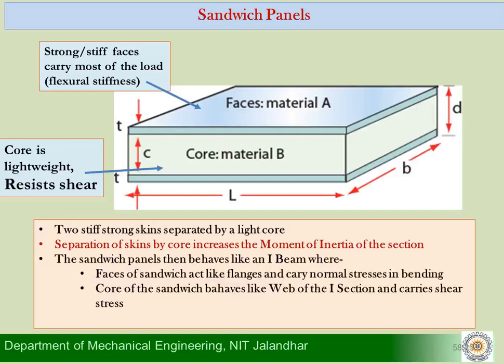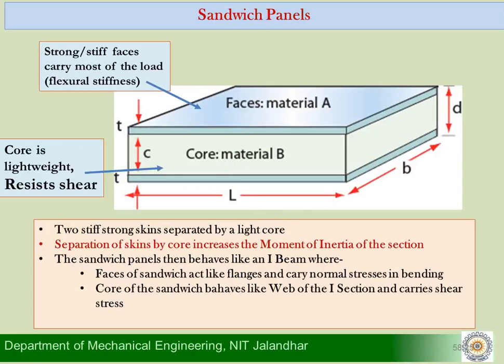An analogous example of a sandwich structure or a sandwich beam is just like an I-beam. If you recall basic strength of materials, we have seen that you make an I-beam which has a thin web, and the flanges are there. The flanges are separated at a large distance from the neutral axis. On the same lines, we can say that in a sandwich structure, the face or the skin represents the flanges, and the core material represents the web of the I section.